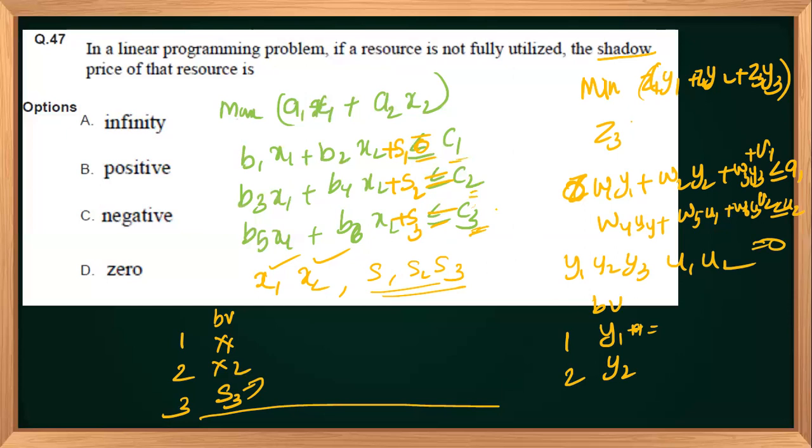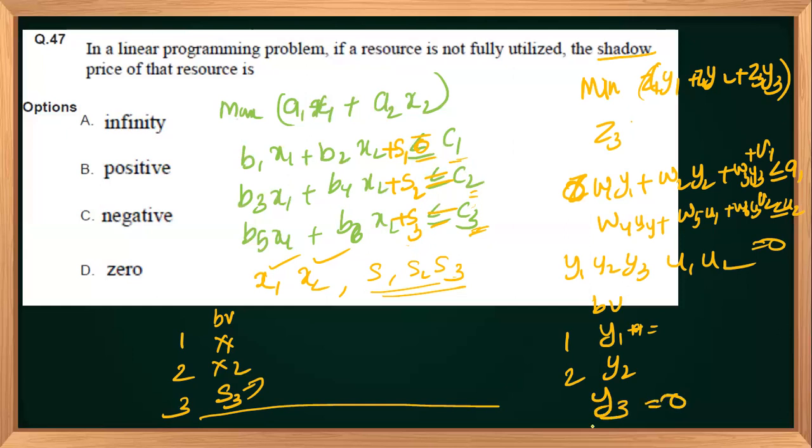Shadow price is actually a concept only, we are not paying anything. Suppose the question is, if one of the resources is not fully utilized, in this case your C3 is not fully utilized. That's why S3 is coming in this solution. So what will be the corresponding shadow price? Shadow price is nothing but the value of your y3. What will that y3 be? y3 will always be 0.